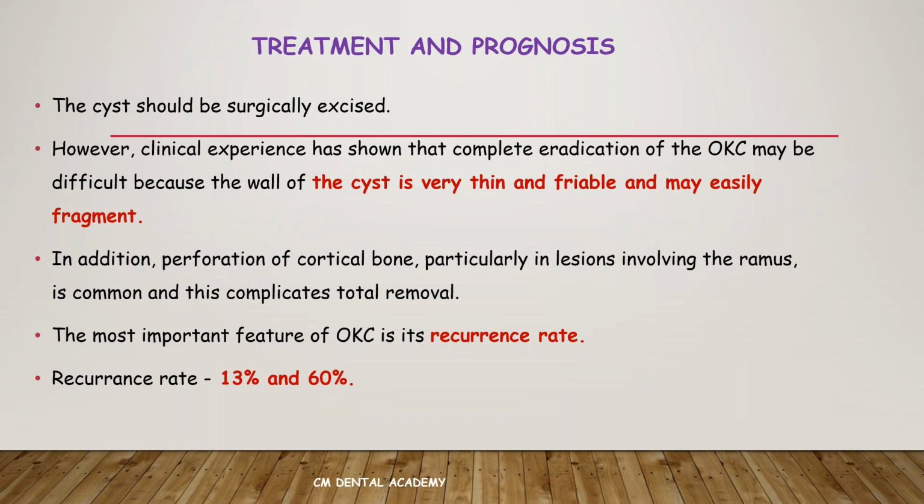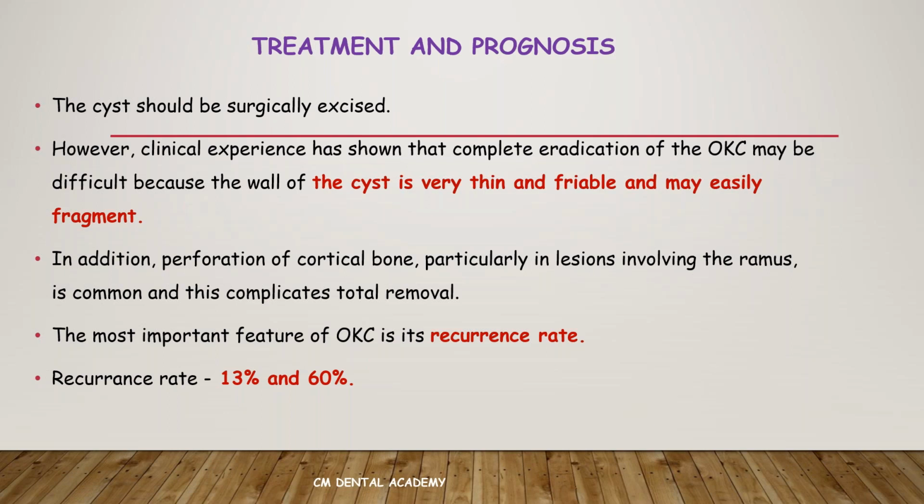Once we know the cause of the odontogenic keratocyst, how the cyst formation occurs, and what the clinical and radiographical features are, the confirmation of the cyst is only conducted by performing a biopsy of the lesion. Once it is confirmed, the treatment and the prognosis will be as follows. The cyst should be surgically excised.